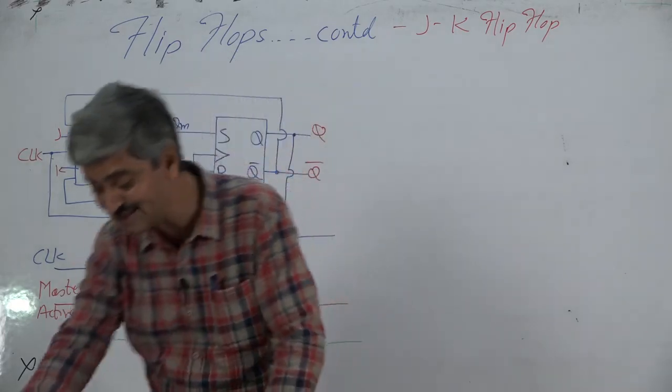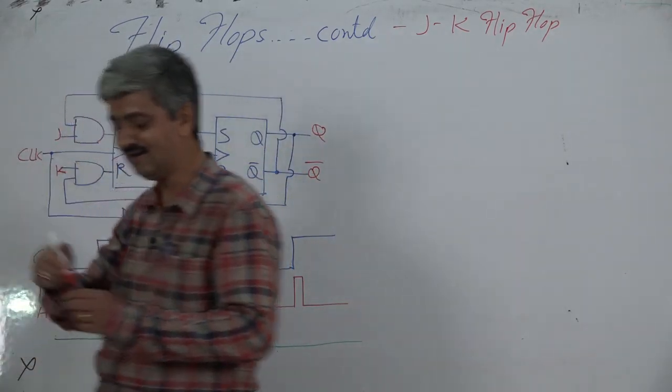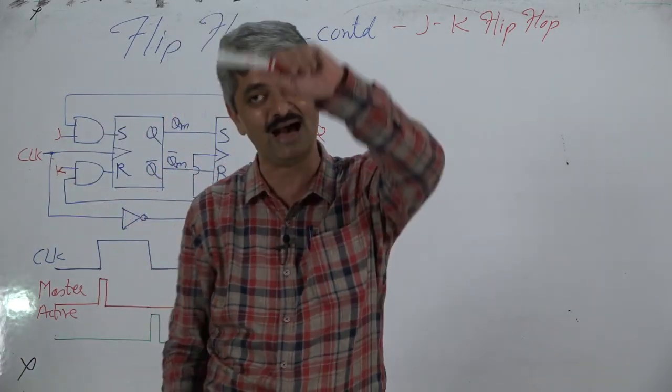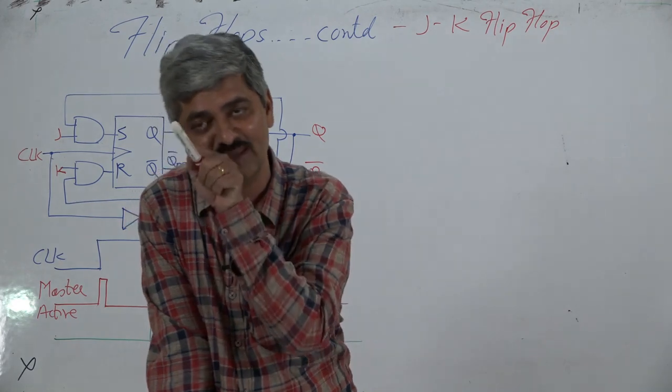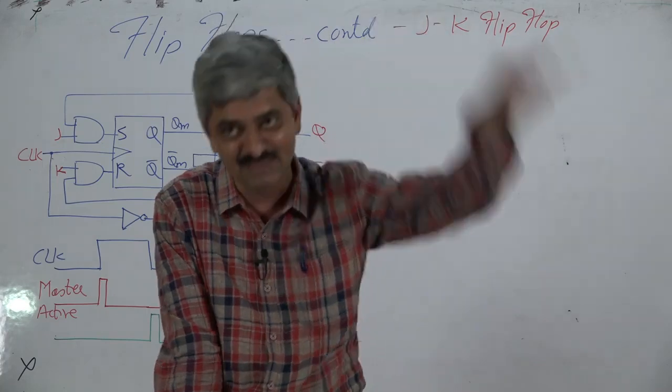What was the problem last time? Last time the problem was that Q and Q bar were fed back to the master, when it was a single flip-flop. That was making changes in S and R, which again made changes in Q and Q bar, which again made changes in S and R.